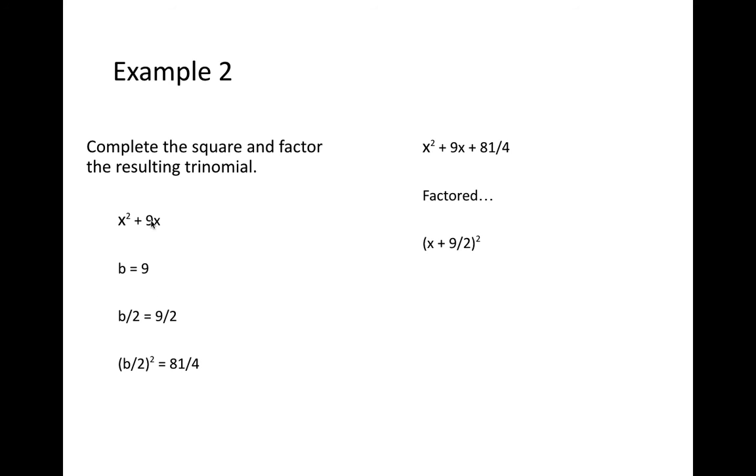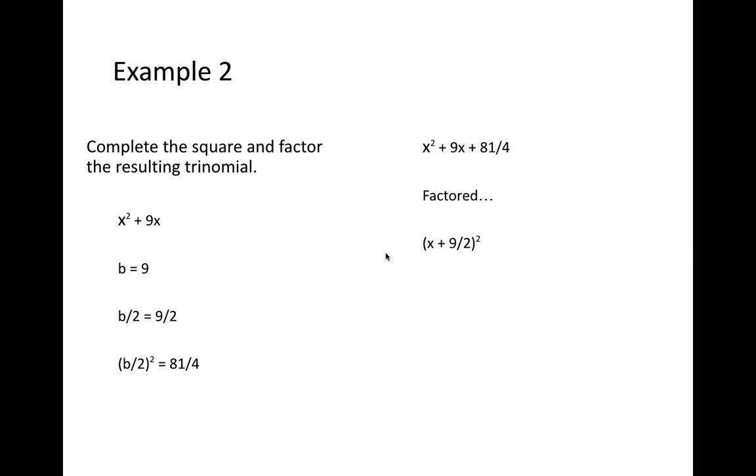You see, again, b is 9, b halves is 9 halves, b halves squared is 81/4. This is what you get. And now we're going to factor it, and it's basically x plus 9 halves, squared, and this is this trinomial factored.